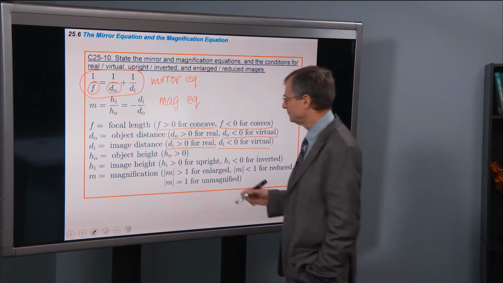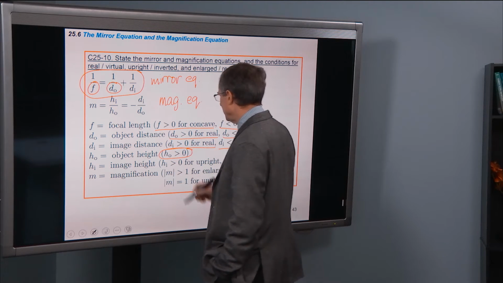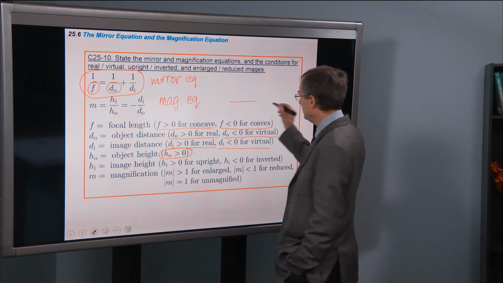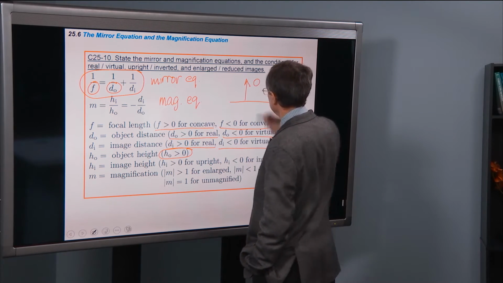Object height, well, we will just consider h naught to be greater than 0, so that the object is going to be above the axis.